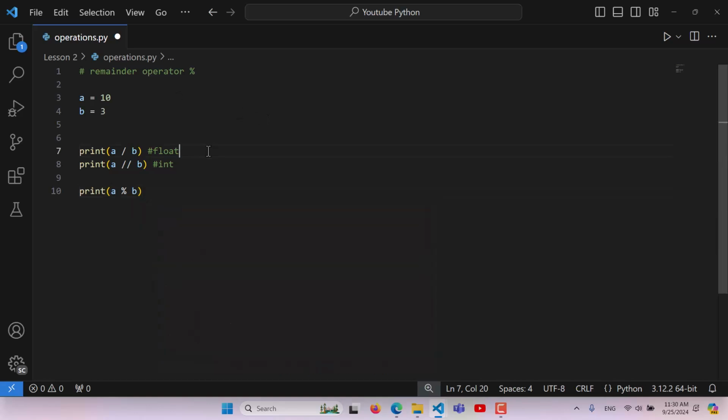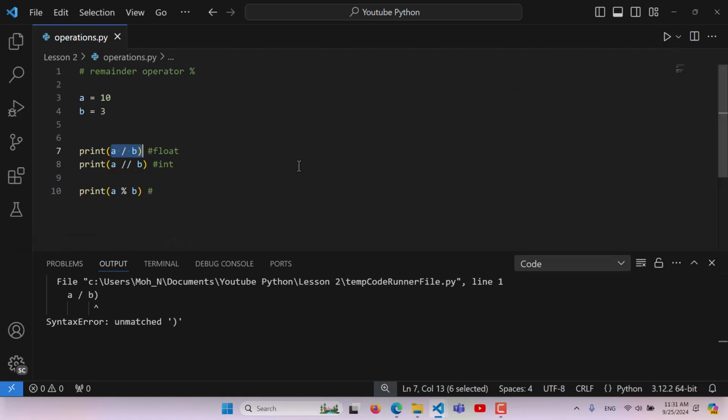So what do you think would be the result of these three operations? Maybe pause the video and think about them, and once you've guessed your answers, then you can come back to this video. All right, so let's see what is going to be the result of these operations. As we said, this is going to result in a float. Maybe let's run it. Okay, what's wrong? Something is wrong. Let me save again. Let's run again.